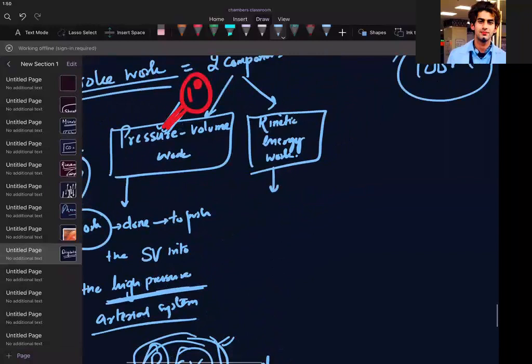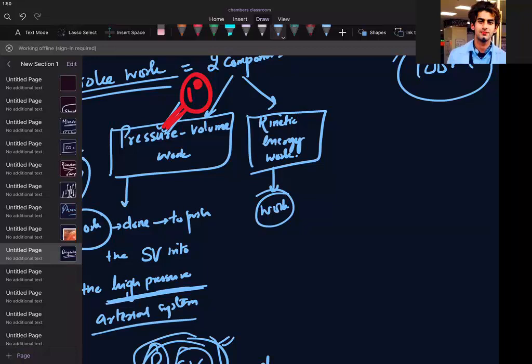Okay. So what is the kinetic energy work? It is again the work which is being done by the ventricular contraction. And that work is helping the blood to get ejected at a certain velocity. What did I say? I said it is the work. First you should say it is a work. It is a work which is being done by what?